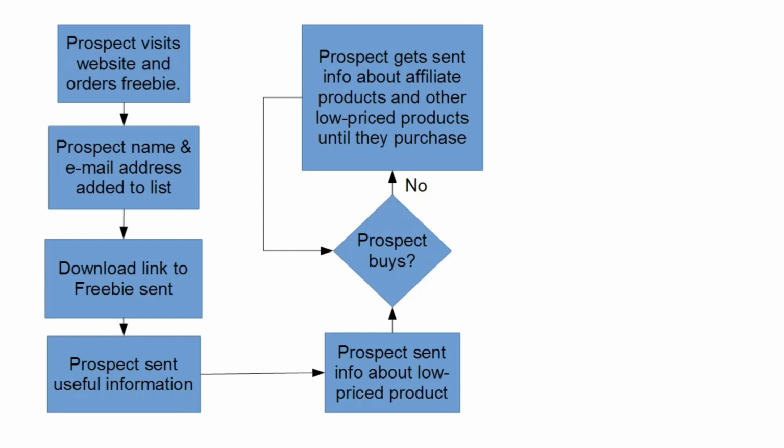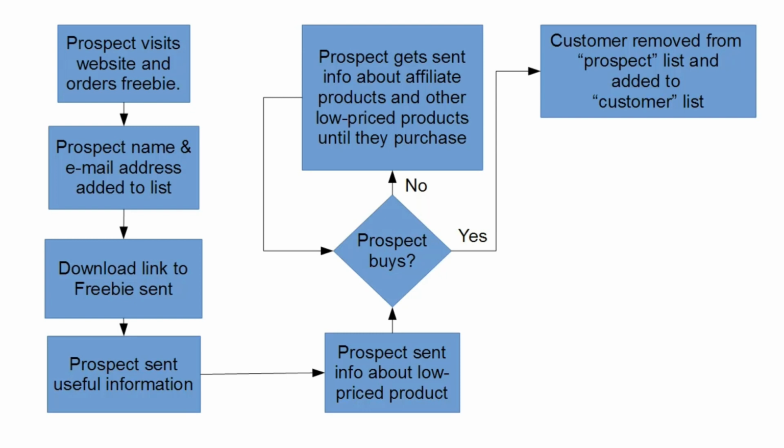So then you get to the point where the prospect actually does buy something. So when that happens, the customer, which is what they now are, is removed from the prospect list and added to the customer list. Now, some mailing systems will do this automatically. On others, you'll have to do it manually. It just depends which system you're using. I'll talk a bit more about that in a moment.